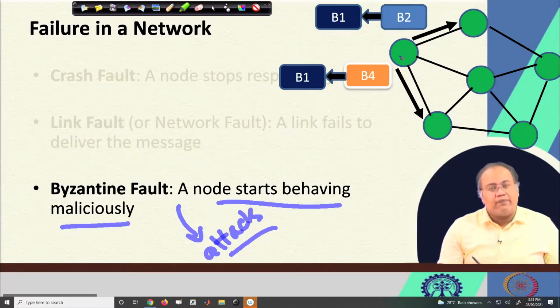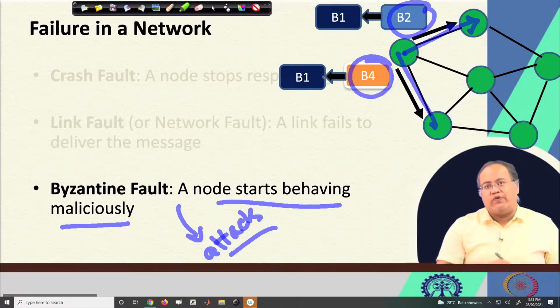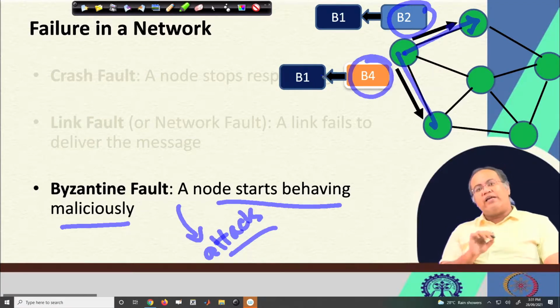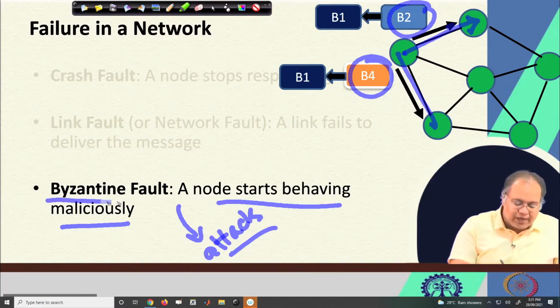Here is an example of the Byzantine fault. Assume that this node is going to propagate the block information to one of its participants. It says that the next block is B2, and to another peer it says that the next block is B4. This is the kind of behavior that we call Byzantine behavior, or malicious behavior. Later on we will see where this name Byzantine came from.